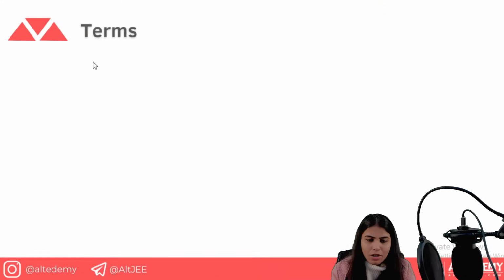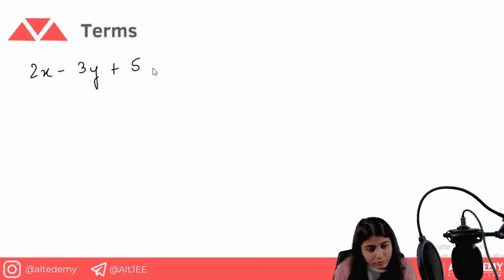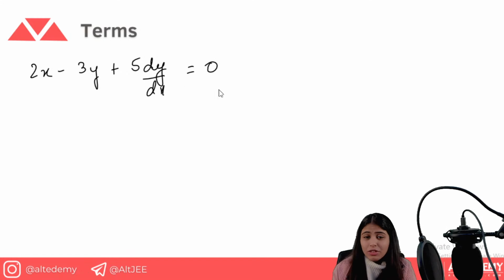Now, talking about the terms, I already told you about the dependent variable and the independent variable. Now, how is the equation formed? See, you have this equation like 2x minus 3y plus 5 dy by dx. Okay, so this is known as a differential equation.